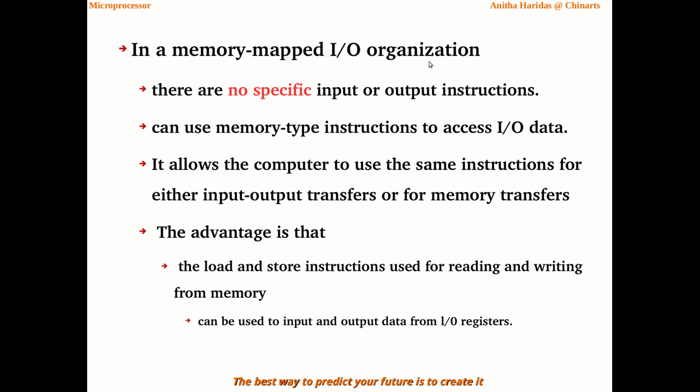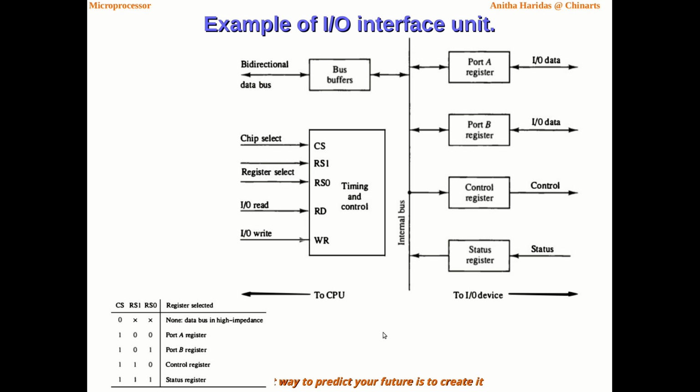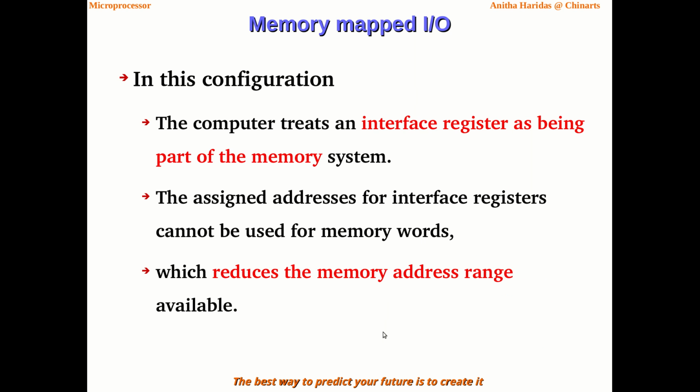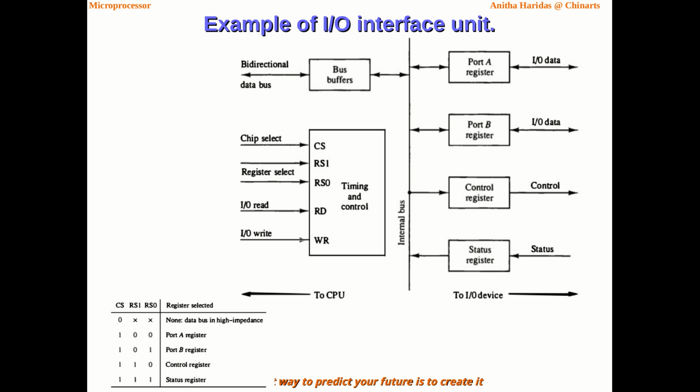In the memory mapped input-output organization, there are no specific input or output instructions because the control signals are used commonly both for memory and the input-output device. It can use memory type instructions to access the input-output data also. It allows the computer to use the same instructions for either input-output transfers or for memory transfers. The advantage is that the load and store instructions used for reading and writing from memory can be used to input and output data from the input-output register. We are going to have a common data, control and address line for both memory as well as the input-output device.